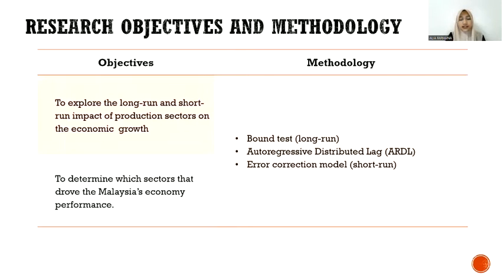Next is research objective and methodology. The first objective is to explore the long-run and short-run impact of the production sector on economic growth. The second objective is to determine which sector drove the Malaysian economic performance. For the methodology, we use the bounds test for the long run, autoregressive distributed lag ARDL, and error correction model for the short run.